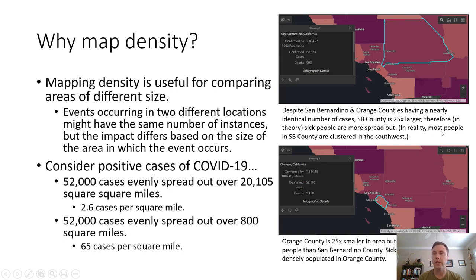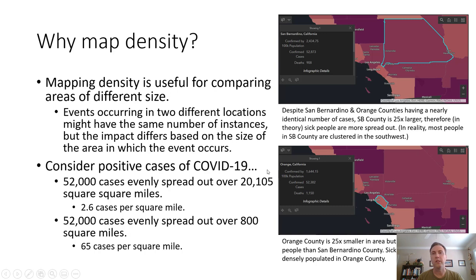Now, I've got a caveat here. In reality, most people in San Bernardino County are clustered in the southwest corner. But in theory, if all these cases were spread out equally, or had a regular distribution across the county, then your chances of encountering someone with COVID-19 are lower because people are farther spread out, right? So 52,000 cases evenly spread out over 20,105 square miles. That's the actual size of San Bernardino County, over 20,000 square miles. And yes, San Bernardino County is the largest county in the country by area. So 52,000 cases over 20,000 square miles comes out to 2.6 cases per square mile.